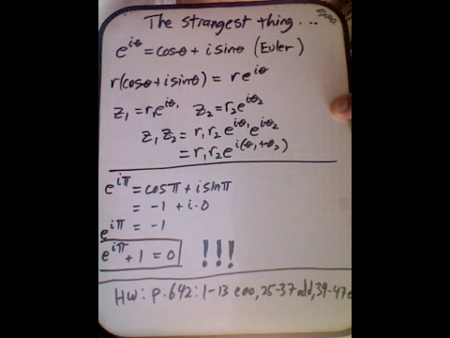And the very strangest thing of all, e to the i pi, if we pick our angle theta to be pi, well, that's cosine of pi plus i times the sine of pi. If we work that out, it turns out that that's -1. And so the most amazing fact of my day is that e to the i pi plus 1 is 0.